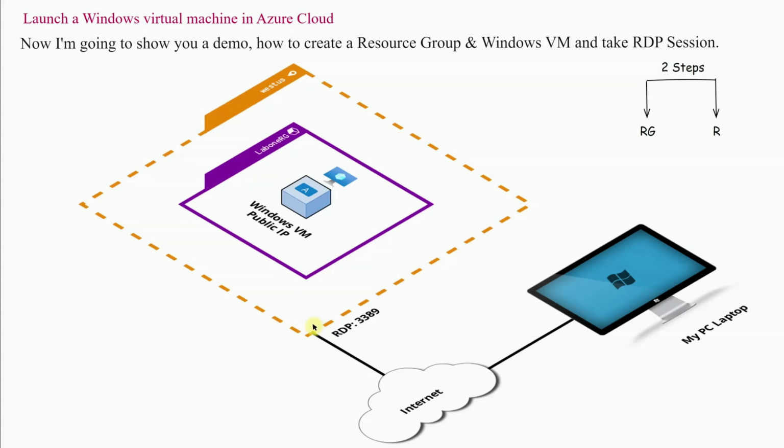Now I'm going to show you a demo of how to create a resource group and VM and take the RDP session of that. This is the resource group we are going to create with the name lab 1. It's a region, and I'm going to install one Windows VM with a public IP address. After that, from my laptop, I'm going to connect to the RDP of this VM, which is installed on Azure. For this, we need to follow two steps. First, we need to create a resource group. Then we need to create a resource.